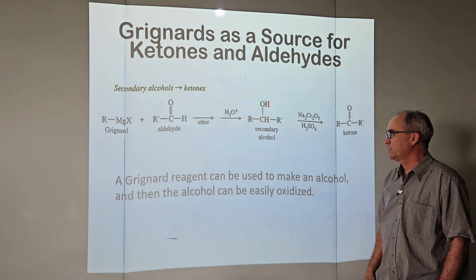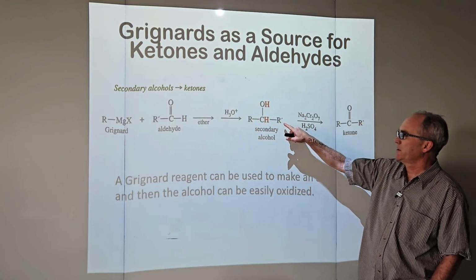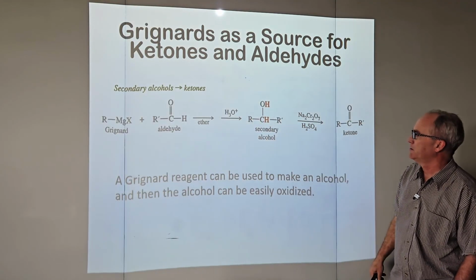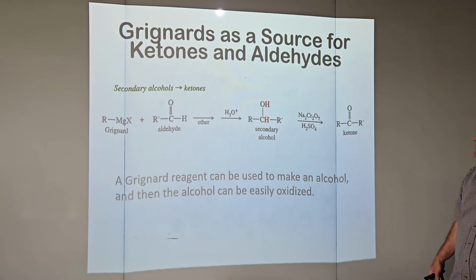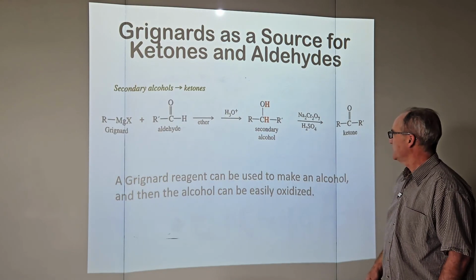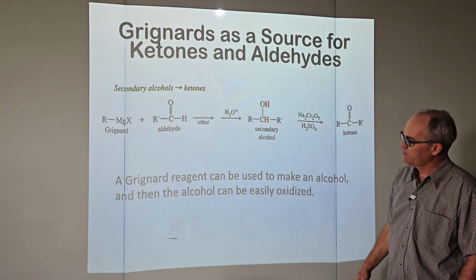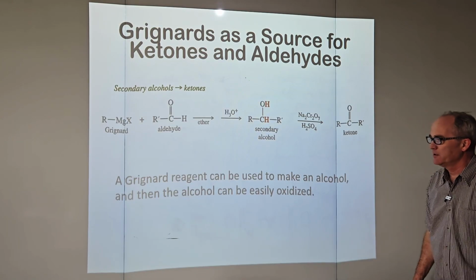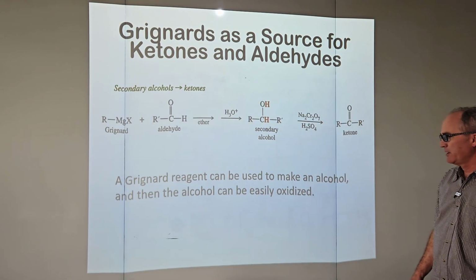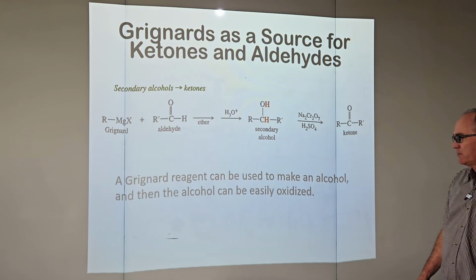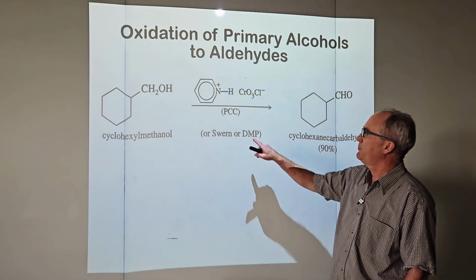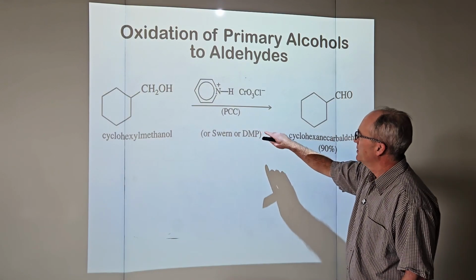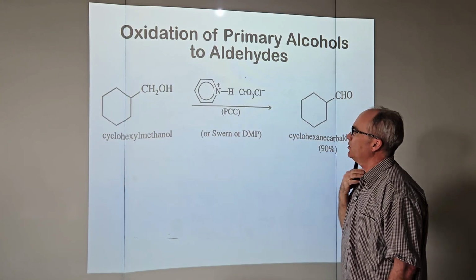And from the alcohol chapter, we can oxidize a secondary alcohol to a ketone. So here's a source of a ketone. Of course, we had to have an aldehyde to start out with. A Grignard reagent can be used to make an alcohol, and then the alcohol can easily be oxidized. And here's our PCC. It's a toned down chromate.